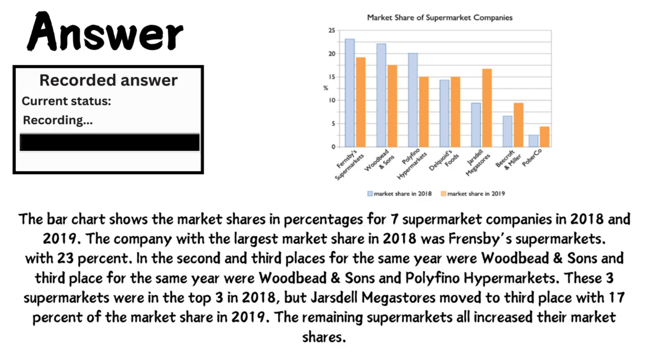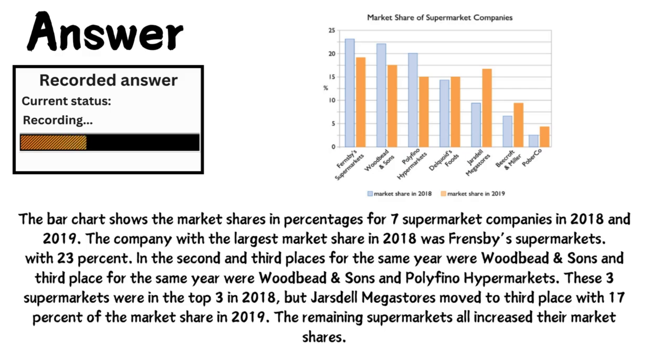The bar chart shows the market shares in percentages for 7 supermarket companies in 2018 and 2019. The company with the largest market share in 2018 was Friends Supermarkets, with 23%.